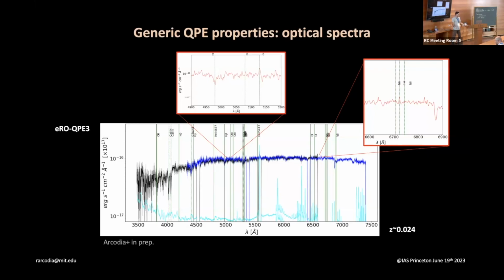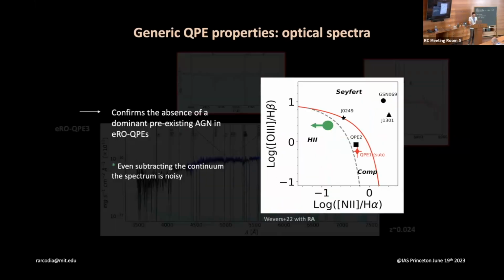Faint O3, you can subtract the continuum, kind of fit a flux on these lines if you want, and this would look like a star-forming galaxy. But again, the continuum is noisy, the quality is not the best. My point is there isn't a strong AGN in this galaxy either in eROQP3.